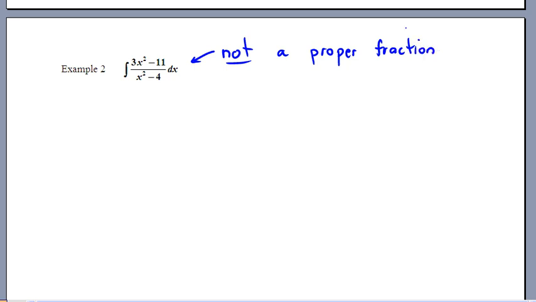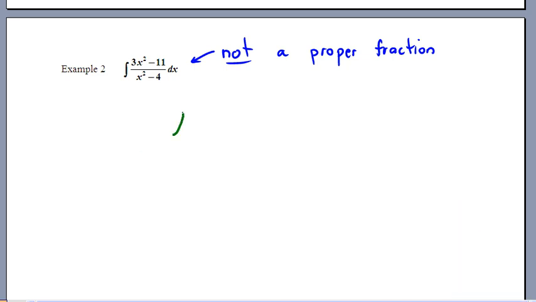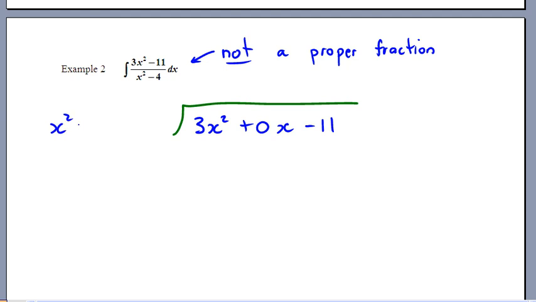Okay, fixing it requires some long division. So we learned how to do this in Math 12. I'm going to do some dividing here. I've got 3x squared with no x's, minus 11, and I want to try to divide it by x squared, no x's, minus 4. You've got to get all those placeholders in there, right? The zeros. Okay, so how many times does that go in? Well, I at least want to get rid of the 3x squared, so I'm going to put a 3 here, and I would multiply 3x squared, plus 0 x's, and 3 times negative 4 would be a negative 12.